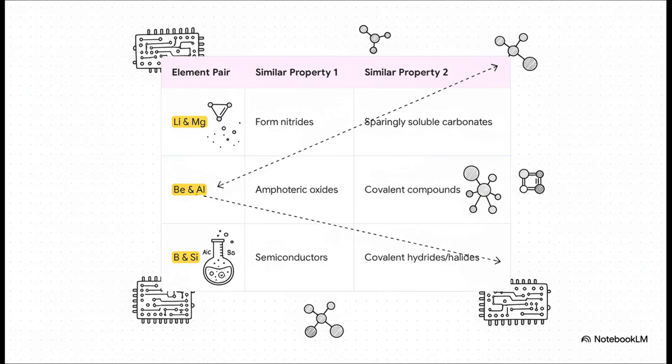Or take beryllium and aluminum. Beryllium's family usually forms basic compounds, but beryllium itself makes what we call amphoteric oxides, which means they can be an acid or a base. And guess who else does that? Aluminum. And of course, boron and silicon, they're both semiconductors, which is literally the foundation of all our modern electronics. See, these aren't just vague similarities. These are very specific shared behaviors that go completely against their family trends.